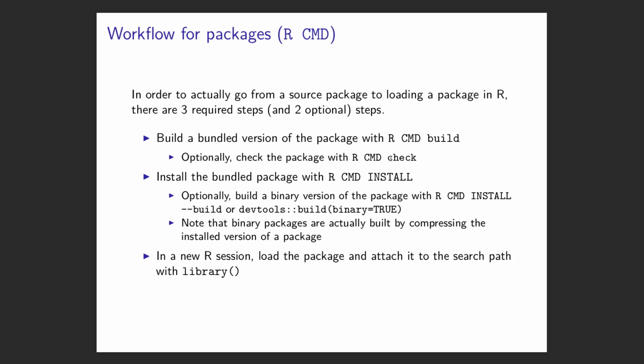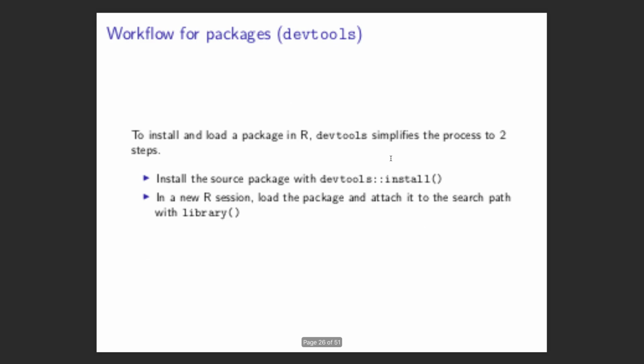Binary packages are actually built just by compressing the installed version of the package. So what happens when you build a binary package is that it first installs it and then compresses the version of that package that it just installed. And then once you have done at least these two, you can load the package in R with a library call, or just by calling a function from it.